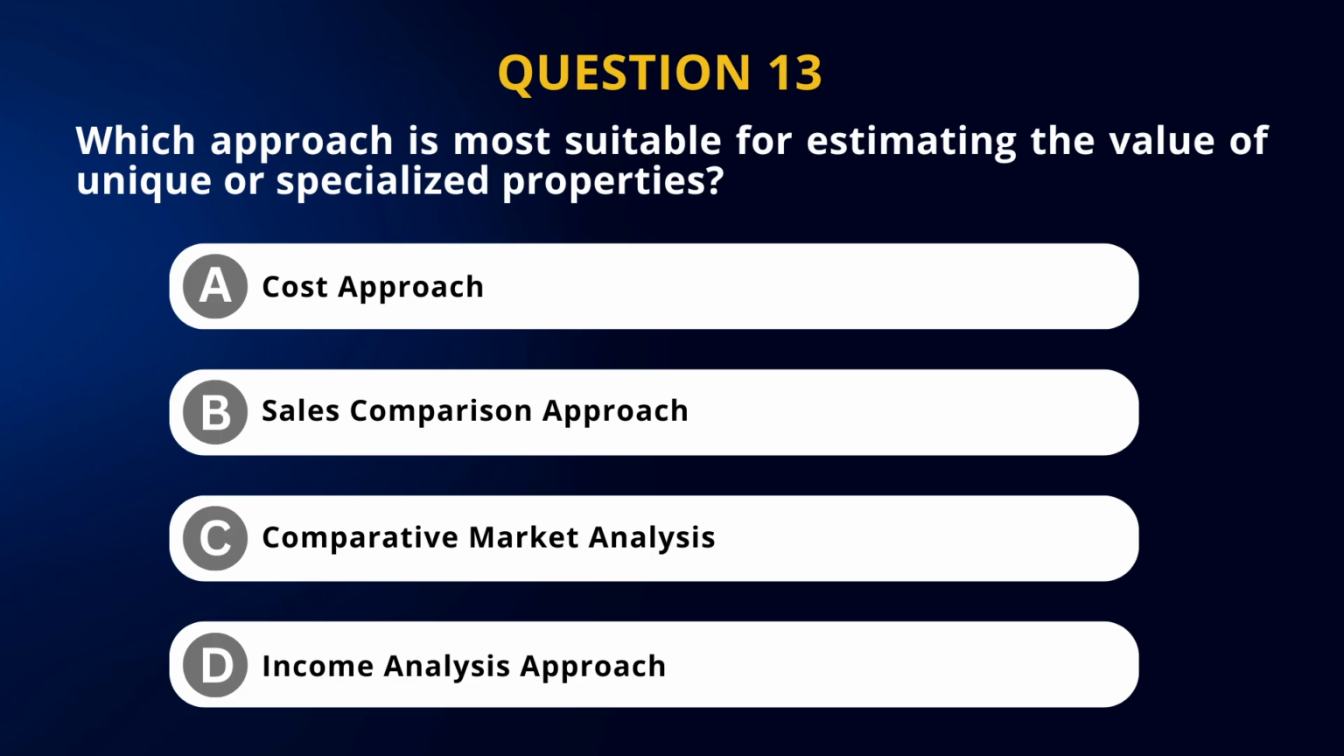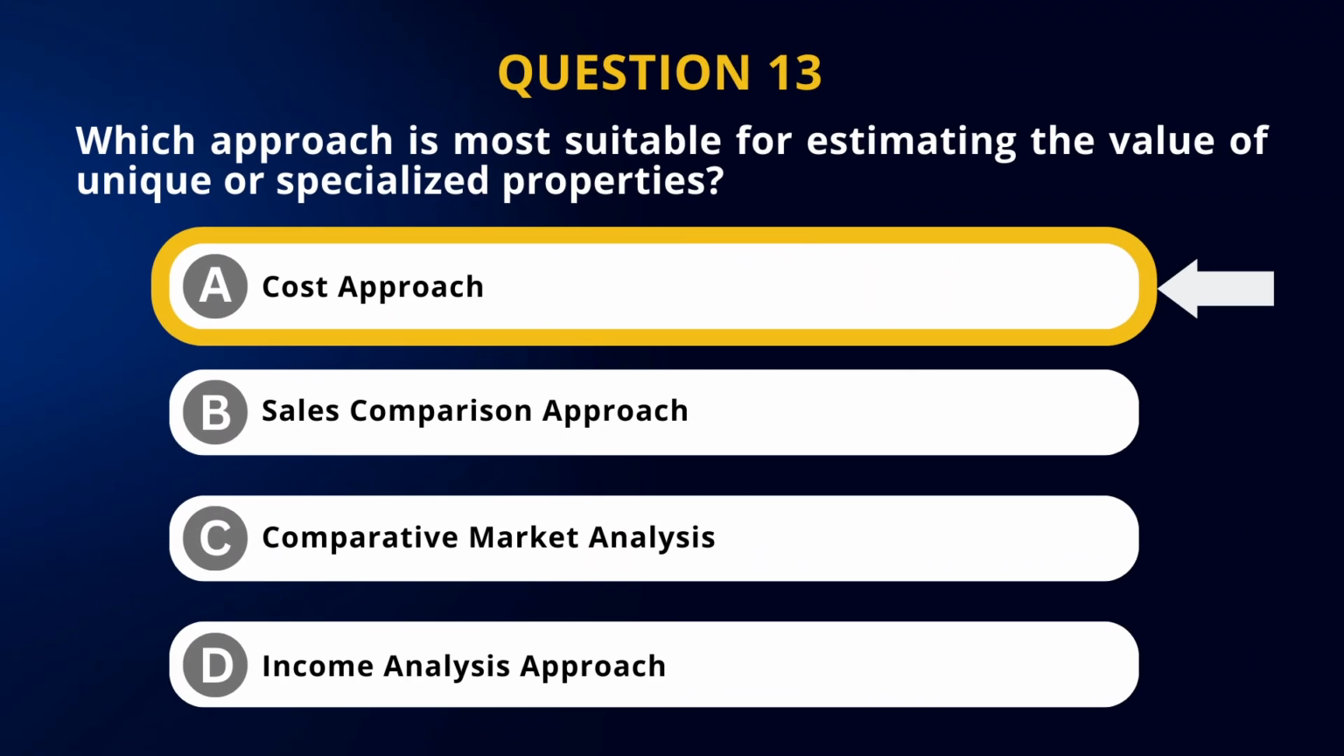Question number 13. Which approach is most suitable for estimating the value of unique or specialized properties? Letter A, cost approach. Letter B, sales comparison approach. Letter C, comparative market analysis. Letter D, income analysis approach. And the answer is letter A, the cost approach.